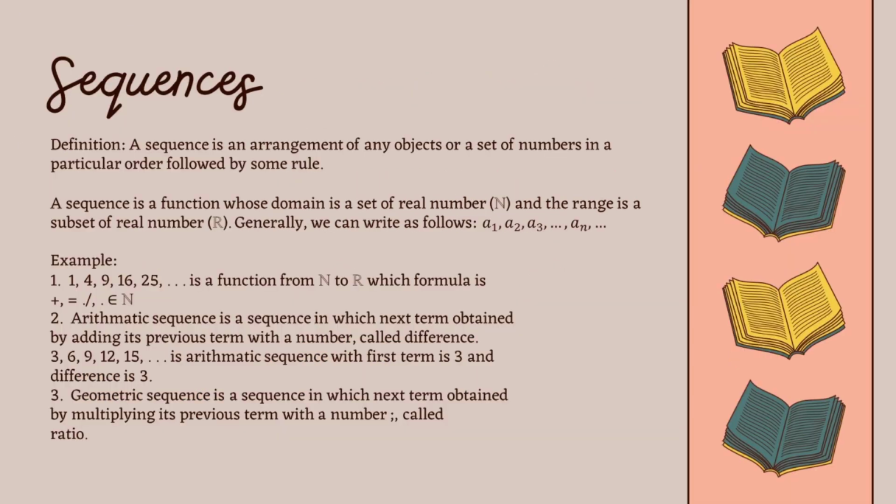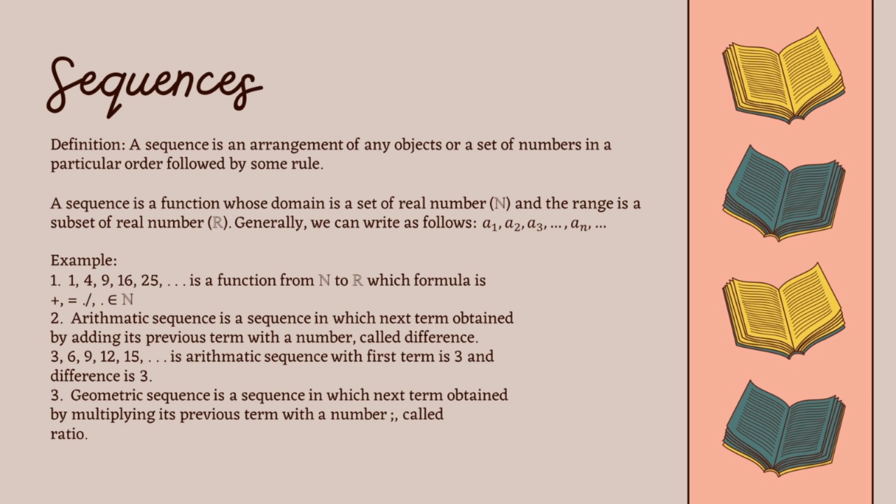The first lesson, the definition of sequence. Definition: a sequence is an arrangement of any objects or a set of numbers in a particular order followed by some rule. A sequence is a function whose domain is a set of real numbers symbolized by N, and the range is a subset of real numbers symbolized by R.